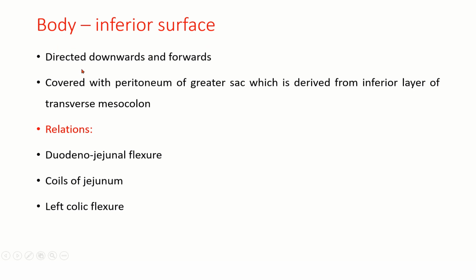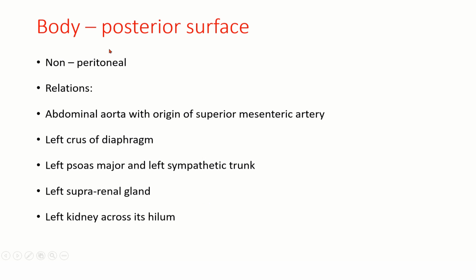So the inferior surface is directed downwards and forwards, covered with peritoneum of the greater sac, which is derived from the inferior layer of the transverse mesocolon. Relations: duodenojejunal flexure, coils of jejunum, left colic flexure. Posterior surface, non-peritoneal. Relations are abdominal aorta with the origin of superior mesenteric artery, left crus of diaphragm, left psoas major and left sympathetic trunk, left suprarenal gland, left kidney across its hilum.